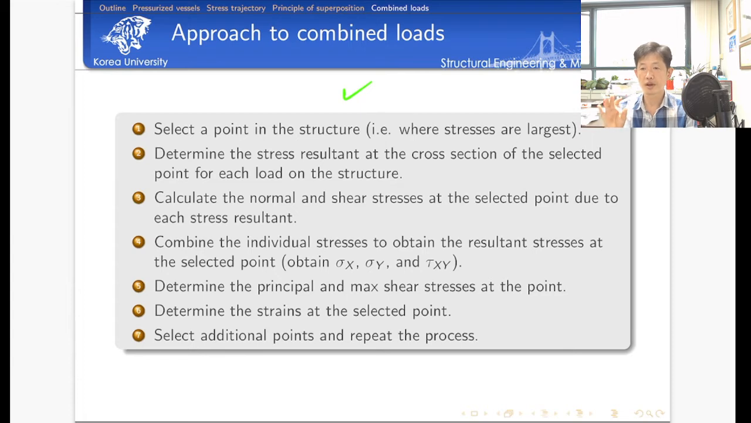So in this example, I have procedures, but the procedure is really straightforward. First, we have to decompose my structural system into simple units, and then solve the individual problems, and then you superpose all the results.